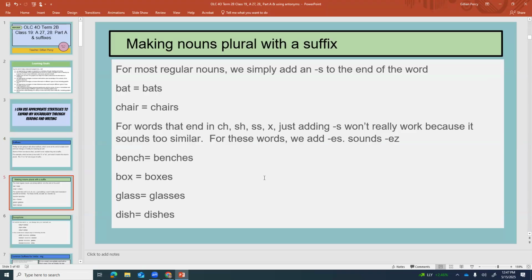Now, some sounds in English sound so close to an S that adding an extra S won't really work because it'll just sound like we're saying S. So those sounds are CH, SH, SS, and X. So for all of those, we add an ES, which sounds more like "iz", like bench becomes benches, box becomes boxes, glass becomes glasses, and dish becomes dishes.